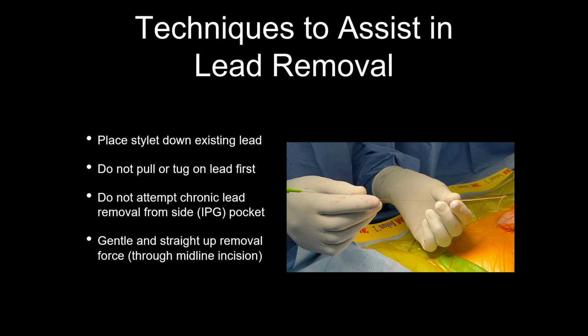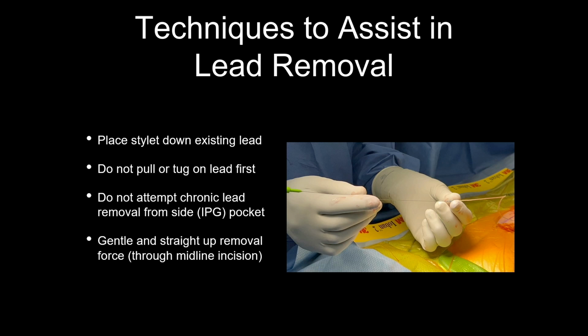As I mentioned, we don't want you to use the chronic generator site off to the side to pull. I think the angle is too acute, and the likelihood of a lead fracture somewhere is probably pretty high. So that doesn't make a lot of sense. We'll make the small incision, dissect down, and then I don't like to pull on the lead because it starts to accordion a bit. Then I take the straight stylet and put that down.